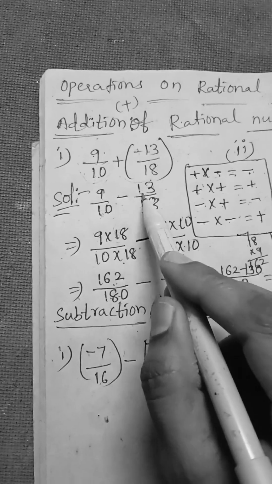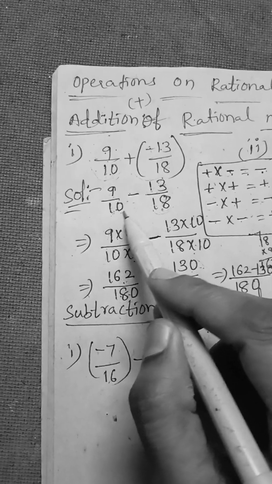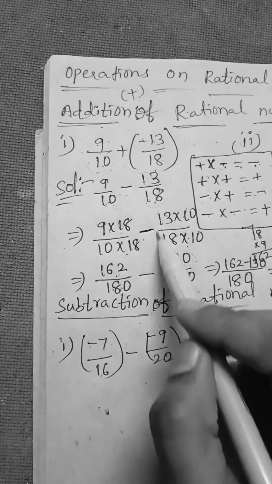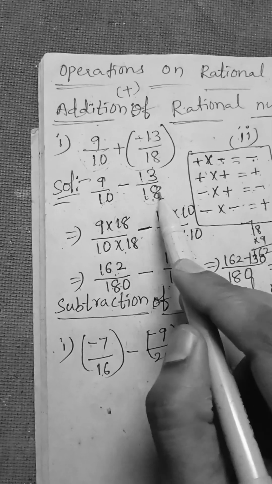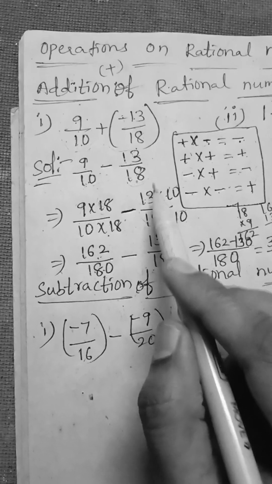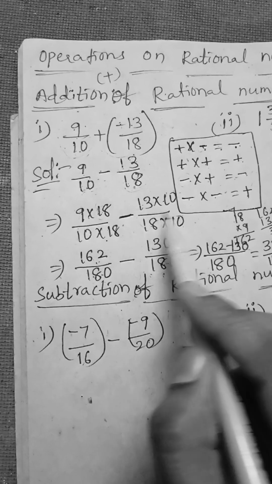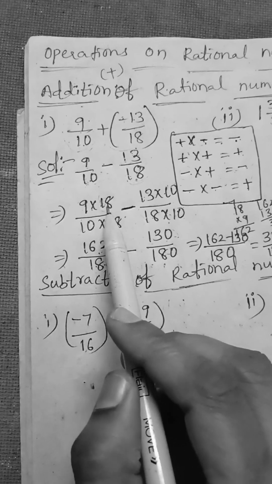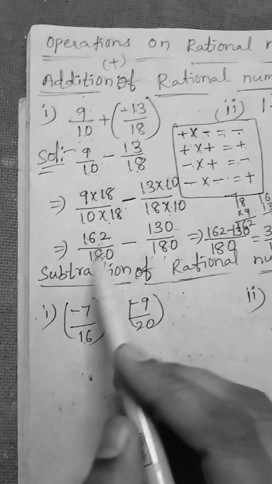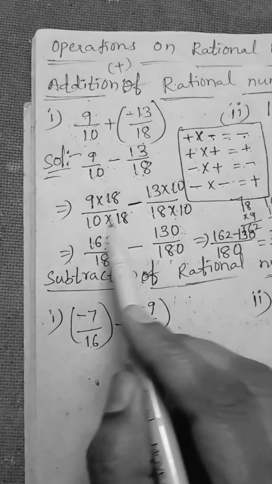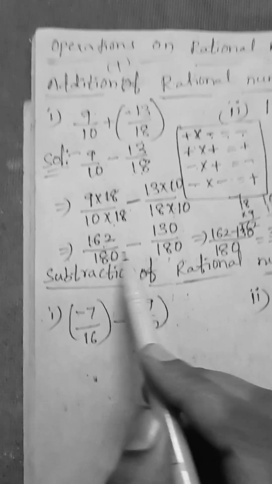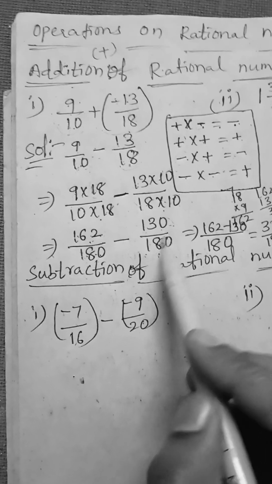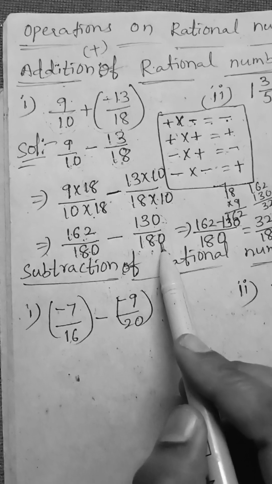Now this fraction you are taking, no? Now for the remaining fraction, we have to take its denominator, and multiply the remaining fraction by that denominator. Now 13 into 10 divided by 18 into 10. Now here we have to do multiplication. 18 nines are 162 divided by 180. 10 18s are 180, minus 13 tens are 130, divided by 18 tens are 180.